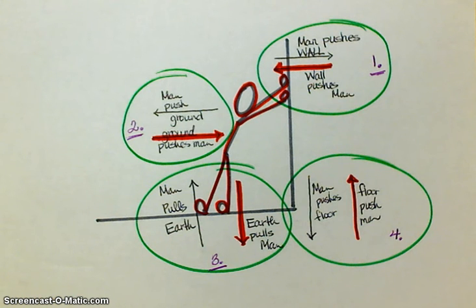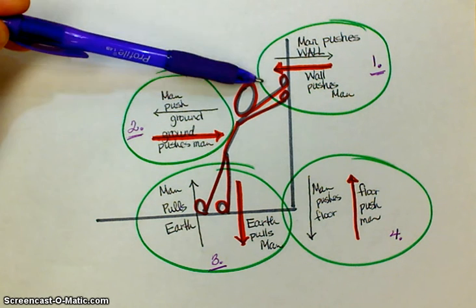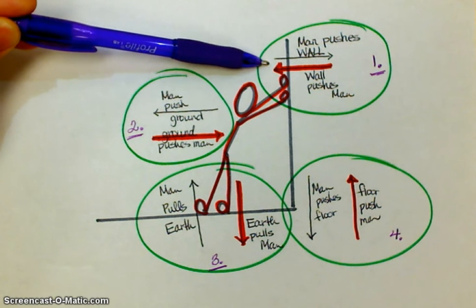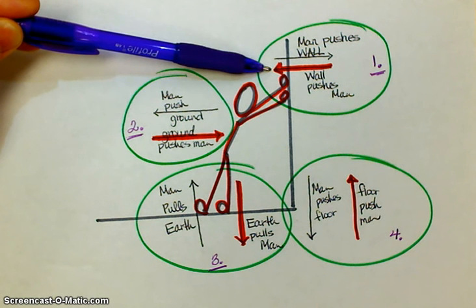So we have a situation here where a man is pushing on a wall. If we really stop and think carefully about this, there's actually several things going on here. We have 4 pairs of forces. The man is pushing on the wall. The reaction force is the wall pushes back on the man.